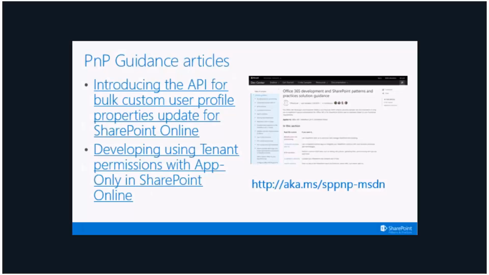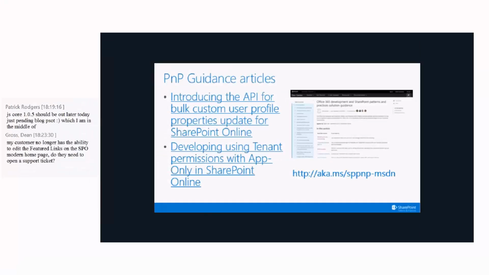The other guidance we had is developing using tenant permissions with app-only in SharePoint Online. That's a really important article if you are using tenant permissions and app-only, and you want to do development in Visual Studio in an F5 way. There have been some changes around how tenant permissions with app-only are handled and how they have to be registered at the tenant level. That article and the previously released article, which is kind of the father of this article, explain those changes and also how you can still do this in the future in Visual Studio.